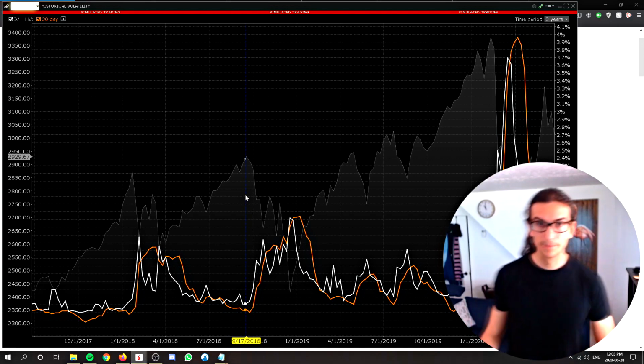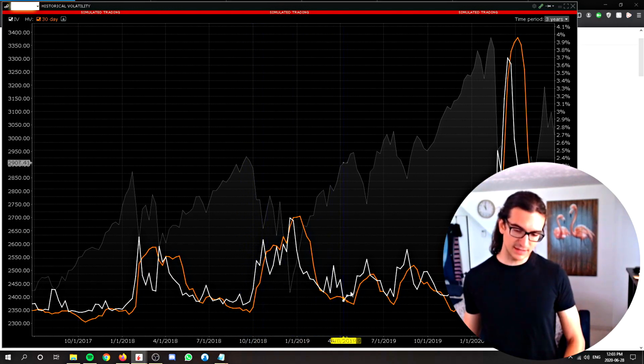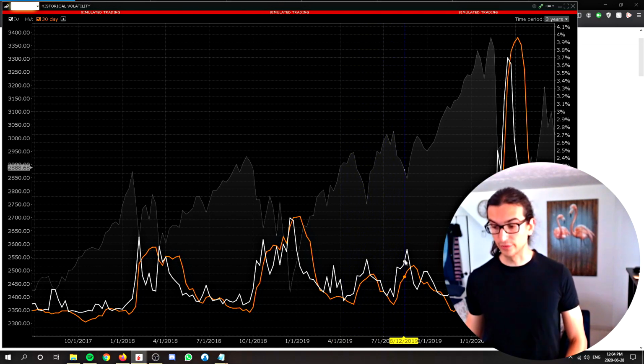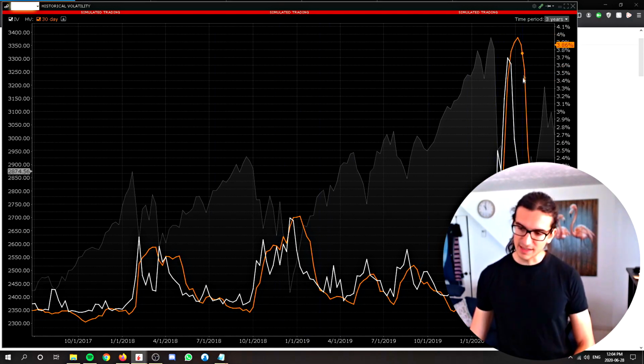Does that make sense? It's very clear here. The majority of the time the white line is over the orange line, meaning that implied volatility, the majority of the time based on this data, is in fact overstated. Until it gets blindsided, of course, like in this case right here. And there were some cases, like if you look at this, you can see that historical volatility stayed higher than implied volatility for 2 to 3 weeks.